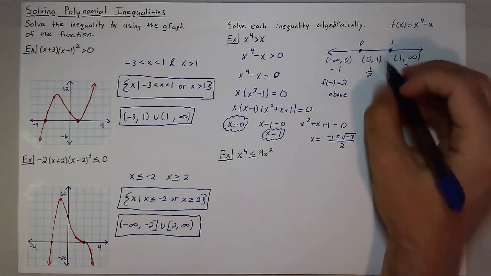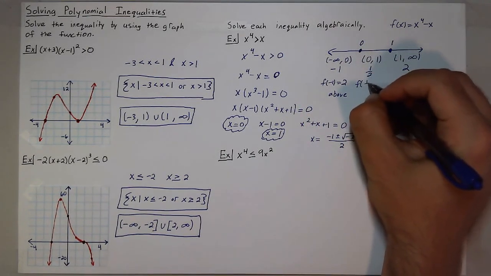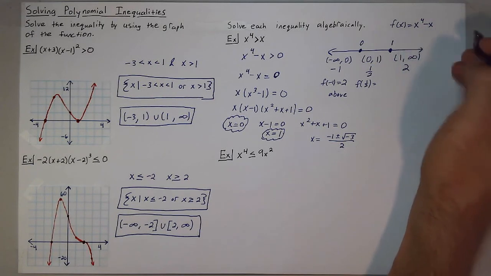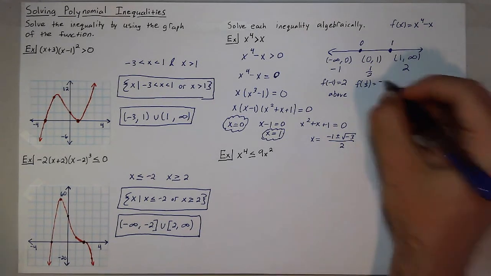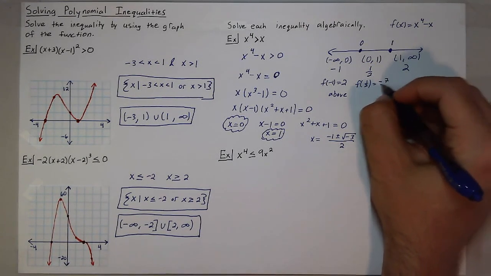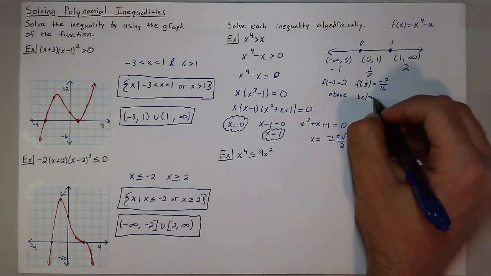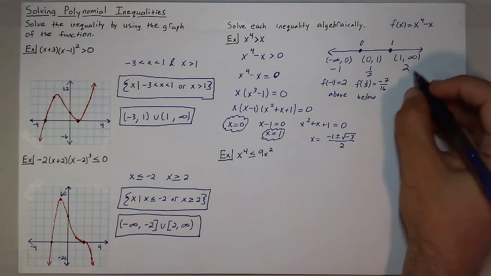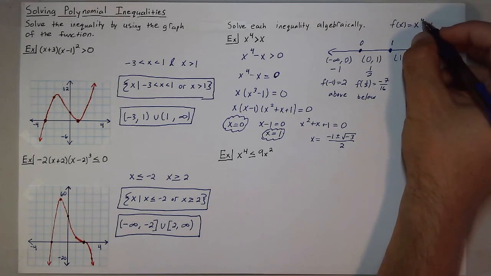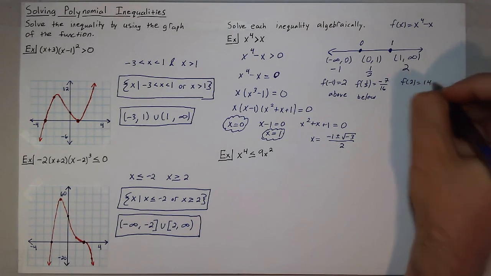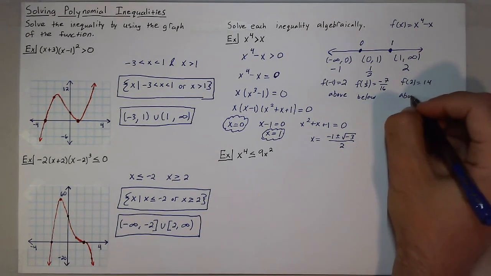When I plug in 1/2, f of 1/2 would be 1/2 to the fourth, which is 1/16, minus 1/2, which would be -7/16, which is negative, so we're below the x-axis. And then 2 plugged in would be 2 to the fourth, which is 16 minus 2, which would be 14, which is above the x-axis.